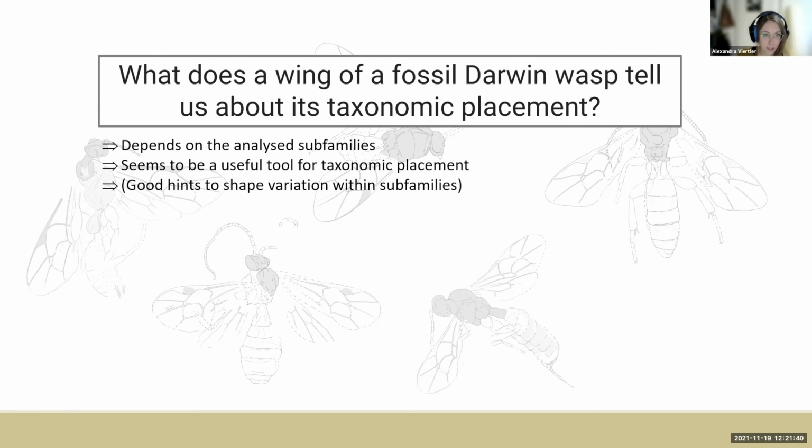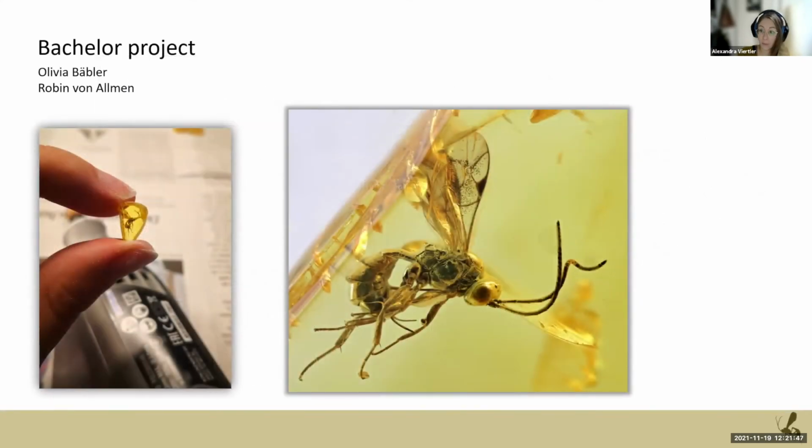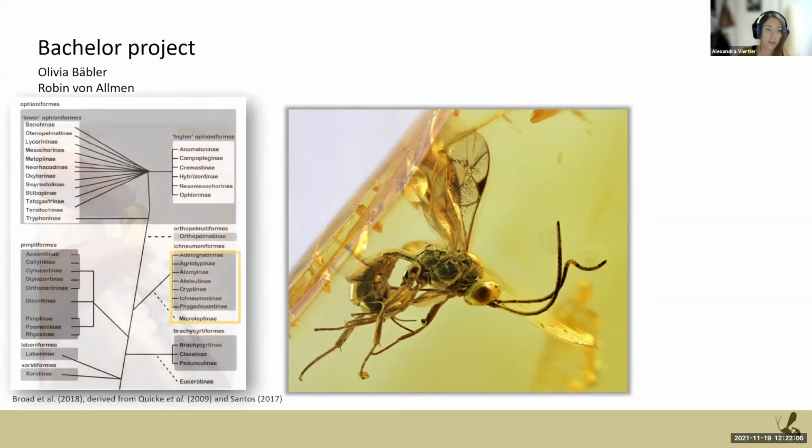And for the end, I want to show you something, a little excursion to not the sediment fossils, but to amber fossils. I supervised a little project with 2 bachelor students. I gave them this amber piece with a Darwin wasp inside. This is much younger, it's around 34 million years old. And they didn't know much about this fossil. I just told them that it belongs to around this group. And I could assign it to a subfamily, but they didn't.